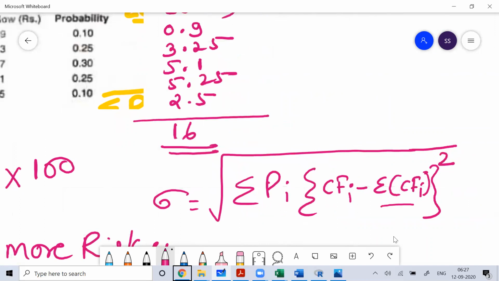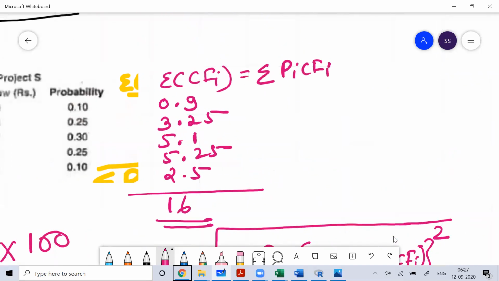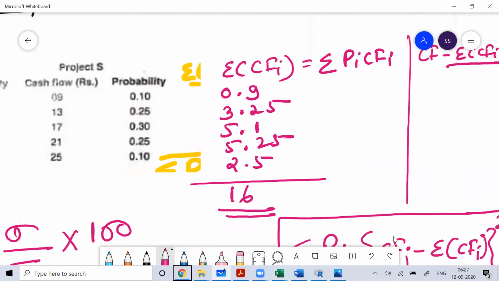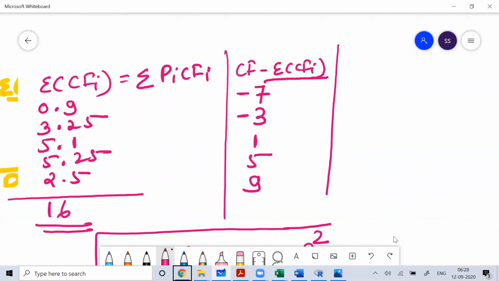Okay, so once you get the expected cash flow, you can find the cash flow minus expected cash flow. This you can do very easily. So 9 minus 16 means minus 7. 13 minus 16 is minus 3. 17 minus 16 is 1. 21 minus 16 is 5. 25 minus 16 is 9. So you get cash flow minus expected cash flow.